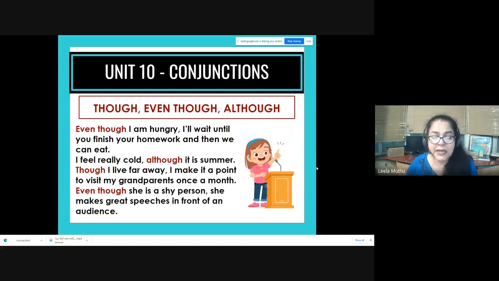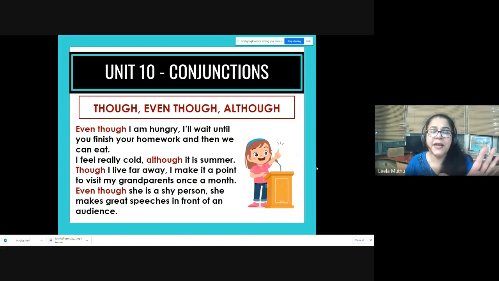Even though she is a shy person, she makes great speeches in front of an audience. Like I told you, even though, although usually come in the beginning of a sentence. So, though she's a shy person, or even though she's a shy person, or although she's a shy person, you don't expect them to make great speeches because they are shy in front of people. But here, the difference is that she makes great speeches in front of an audience. So even though she's a shy person, she makes great speeches.